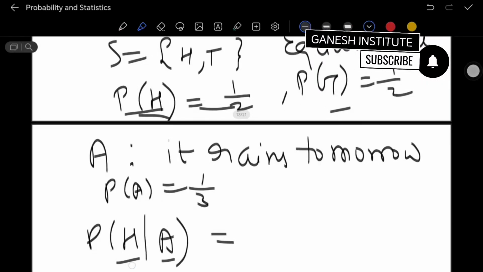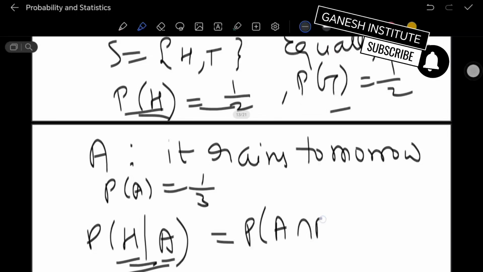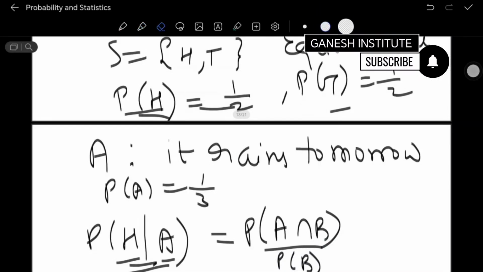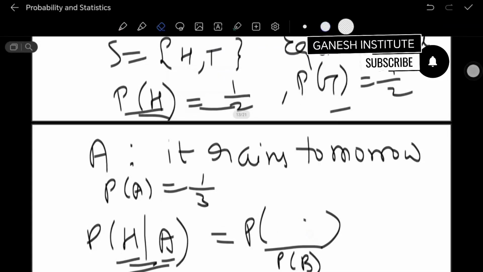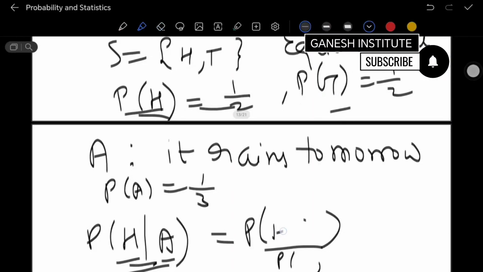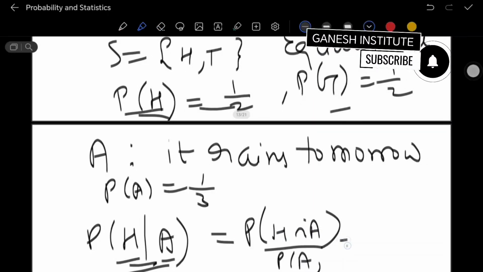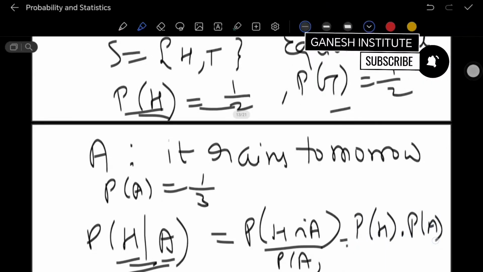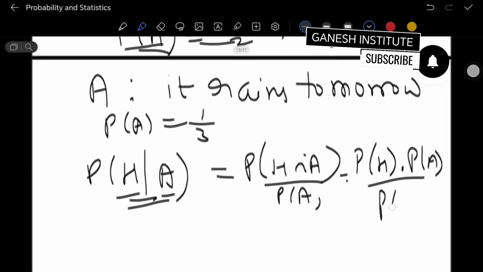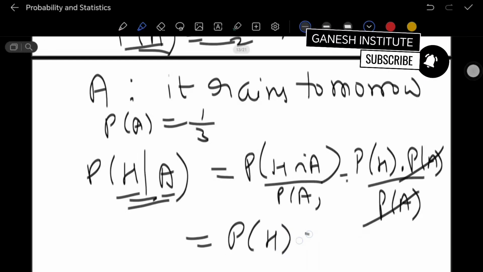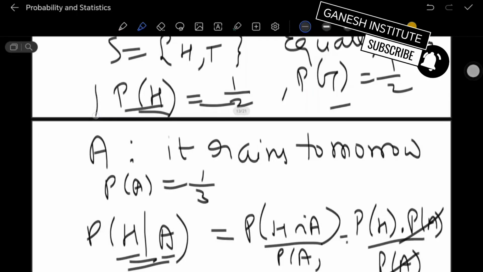So the formula for conditional probability is P(A intersection B) by P(B). Here, instead of A, we have H, and instead of B, we have A. So we'll write P(H intersection A) upon P(A). These are independent events, so we'll simply write the product in the numerator and then divide by P(A). So it is actually just the happening of the prior event, the happening of a head, and that is 1 by 2.